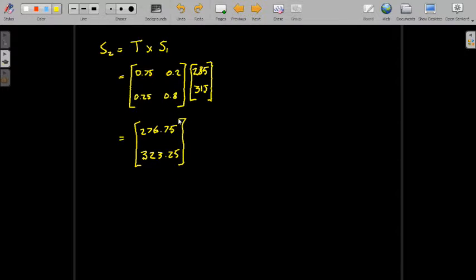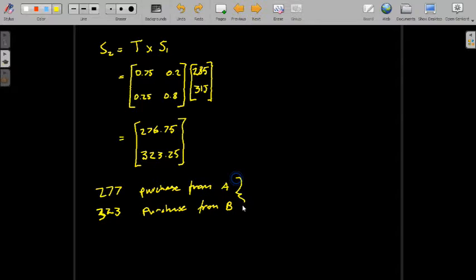Okay, so we've got 276.75 people shopping at A. So I'd actually say 277 customers will be purchasing their groceries from A, and 323 purchase from B, and that's after 2 months. Okay, so that's part A.